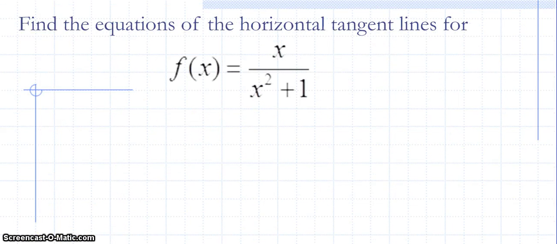Next one. Now I want you to find the equation of the horizontal tangent lines to the function f of x equals x over x squared plus 1. We just did the derivative of this two examples ago, so you don't need to redo that again. Use what you did already. Pause the video though, find your horizontal tangent lines, unpause when you're ready to check.